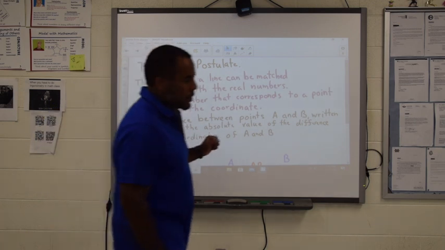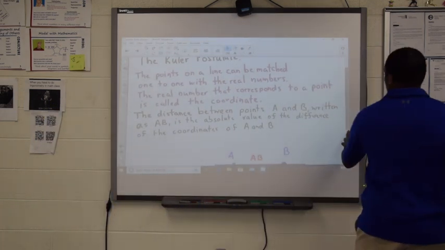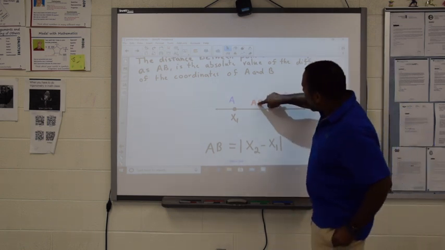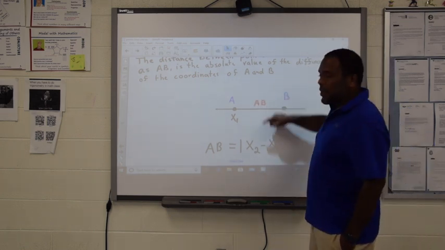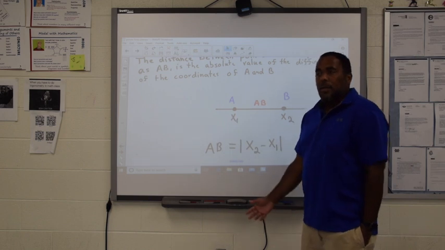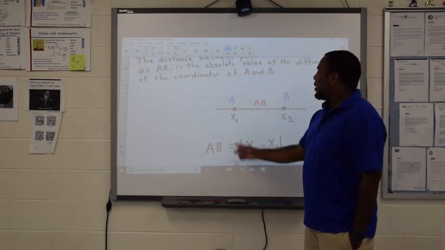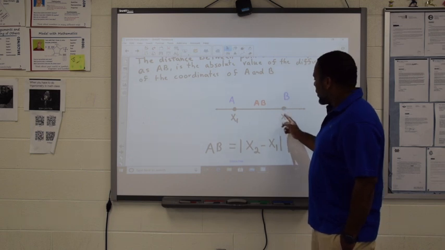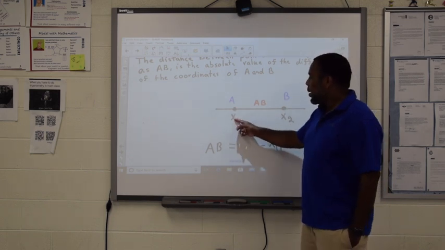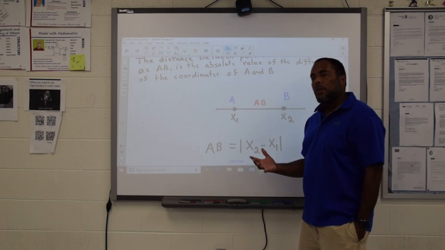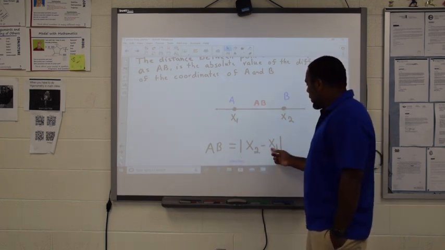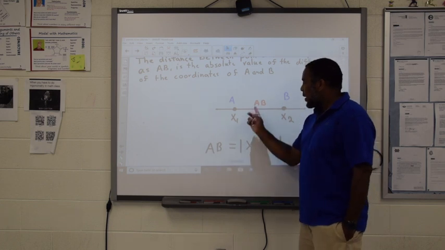Let's take a look at what that means, or what it looks like. Whatever number A and B is, I don't know what it is, I'm trying to figure it out. Here's A, here's B. Whatever number this corresponds to, and whatever number this corresponds to in my broken ruler, if I take the absolute value of x2 minus x1, I get the number.